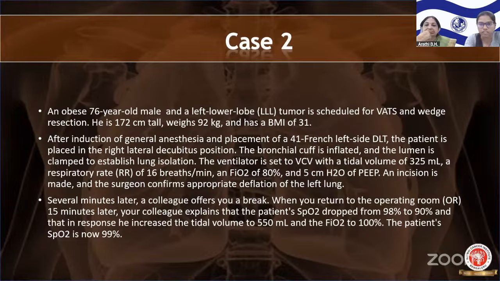Now the bronchial cuff is inflated and the lumen is clamped to establish lung isolation. Ventilator settings: volume control ventilation with a tidal volume of 325, respiratory rate 16 breaths per minute, FiO2 80 and PEEP of 5. Then the surgeon started the surgery. Several minutes later, the colleague noticed that the patient's saturation dropped from 98 to 90%, and in response, he increased the tidal volume to 550 ml and FiO2 to 100%.